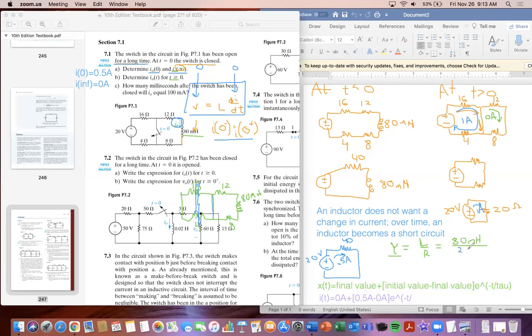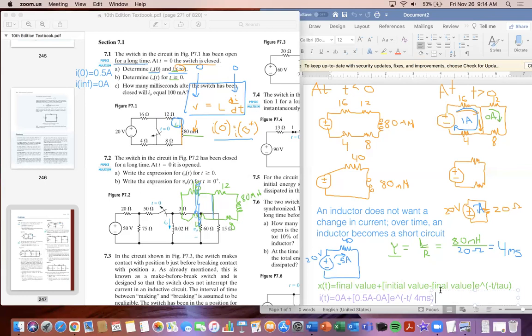So 80 millihenries divided by 20 ohms, I do that in my calculator, 80 e to negative 3 divided by 20. I see 4 milliseconds. So that's my time constant. For my time constant tau, I'm going to plug that in here, 4 milliseconds. Okay, and that was my equation. I told you guys you need to know this: final value plus initial minus final times e to negative t over tau.